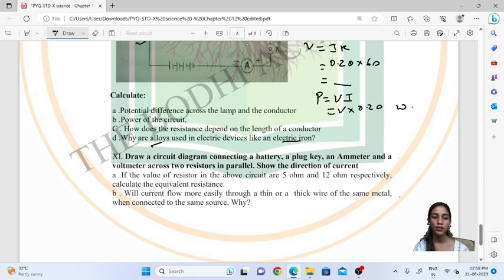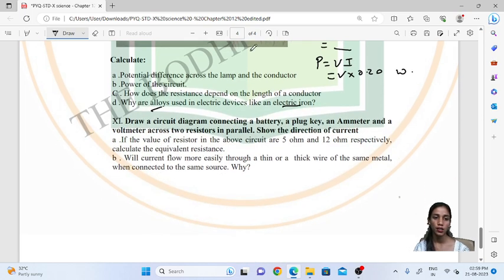Okay, the last question for today is, draw a circuit diagram connecting a battery, plug key, ammeter and voltmeter across two resistors in parallel. So two resistors will be in parallel, and show the direction of the current. If the values of the resistors are 5 ohms and 12 ohms respectively, calculate the equivalent resistance. So what do you have to do here? You have to do 1 upon Rp equals 1 upon 5 plus 1 upon 12 and get the answer.